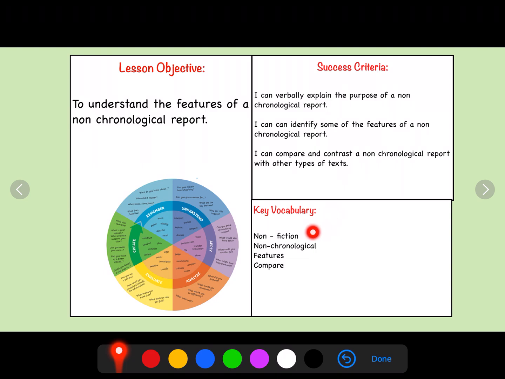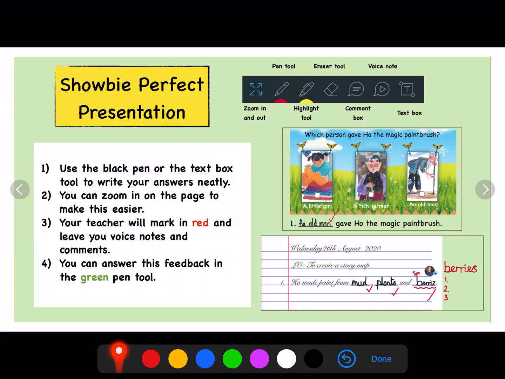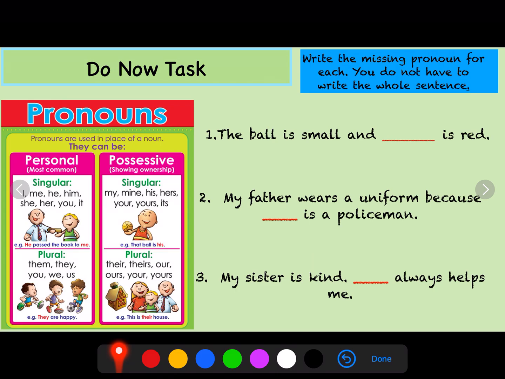Our key vocabulary for today is non-fiction, your turn, non-chronological, features, and compare. Now remember to use your perfect presentation if you are editing your work on Shobi. Before we begin, let's have a go at our Do Now task.